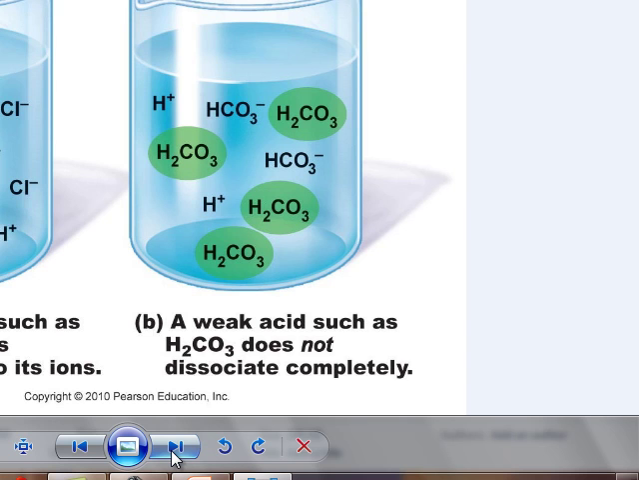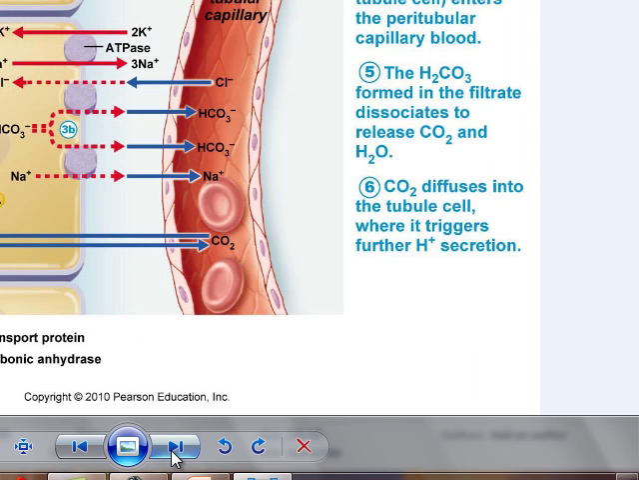Conserving filtered bicarbonate ions. Reabsorption of HCO3 is coupled to hydrogen ion secretion. This is basically a very complex group of reactions that is helping us to maintain what? The blood pH. Yes. I'm not going to get crazy about the specifics because I don't want to.